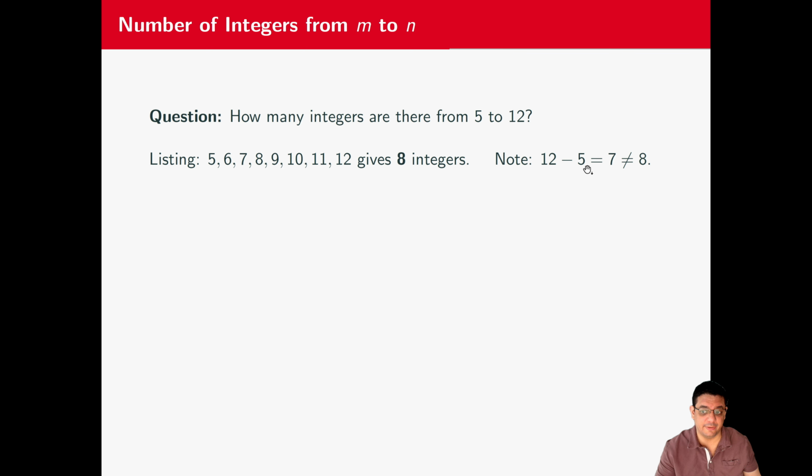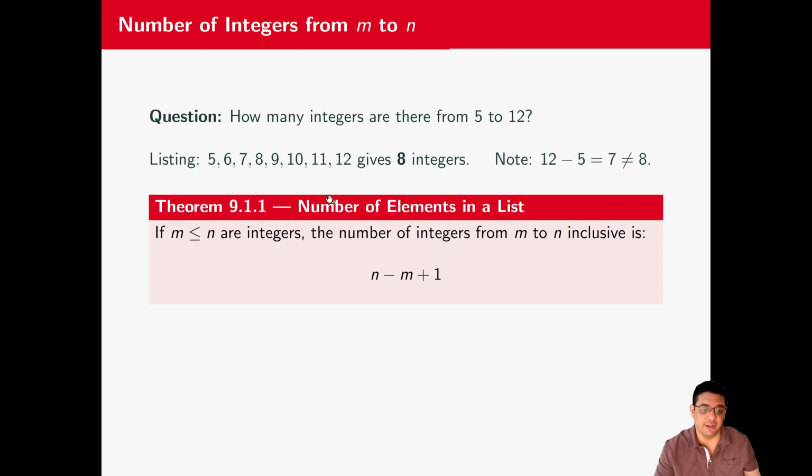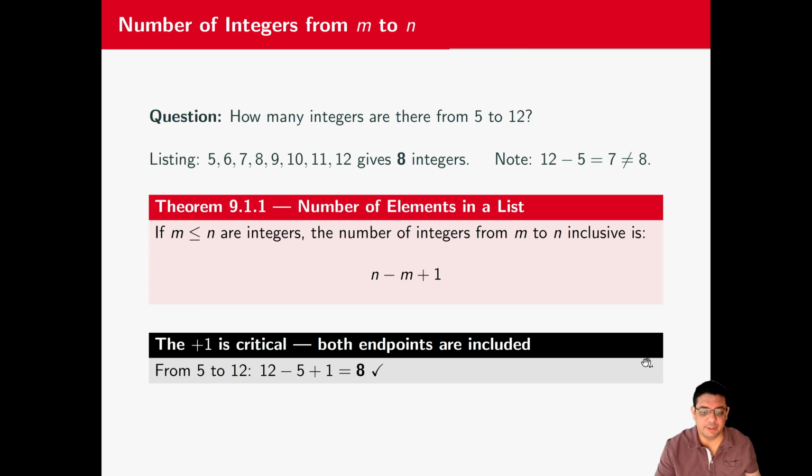Because if I just do 12 minus 5, it's just going to give me 7, which is not 8 integers. So the way that you want to approach that is always, if you have m less than n, and those numbers are integers, the number of integers between m and n, being inclusive, because of course we're including both numbers, is going to be n minus m plus 1. Okay? Now, the plus 1 is going to be critical here because both of the endpoints are going to be included. So this is super important to count that particular extra number.